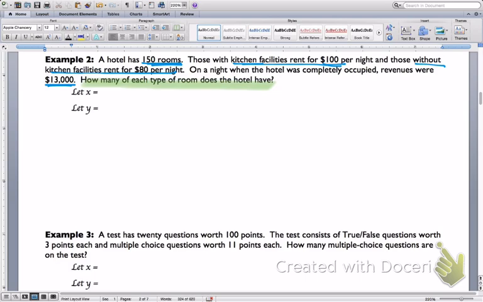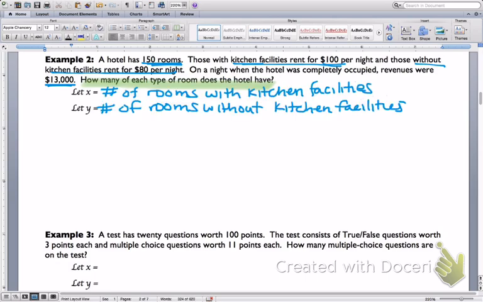So let's go ahead and set our variable. Let's let X equal rooms that have kitchen facilities and Y those that do not. So let's write that out. All right, there we have it, number of rooms with and without kitchen facilities. So we're gonna go ahead and start setting up our 2 equations. So think about what we know. We know that there are 150 rooms, and we know how much each room costs per night and how much was made on a particular night.